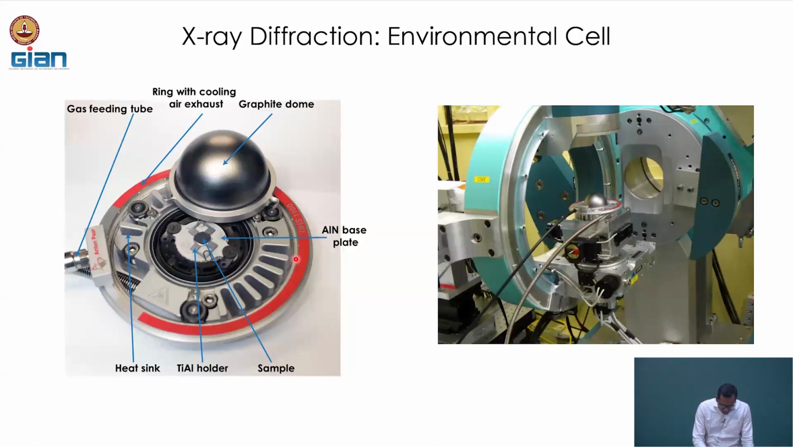A few specific things about this cell: we have the graphite dome, which is pretty much transparent to the X-rays, and X-rays can just pass through it. We have the sample seated here at the center of the cell, and then we can raise the temperature because we have the heater element beneath it, and we have options for gas inlet as well as cooling, because there are O-rings which separate the outer environment from the inside environment. And this is the same cell connected to the XRD equipment.